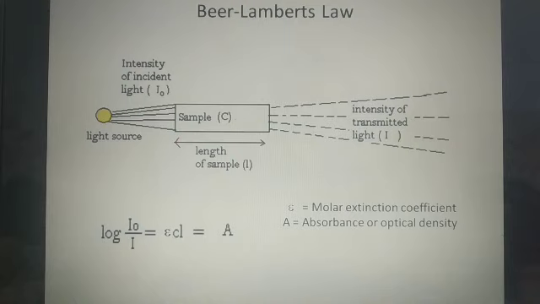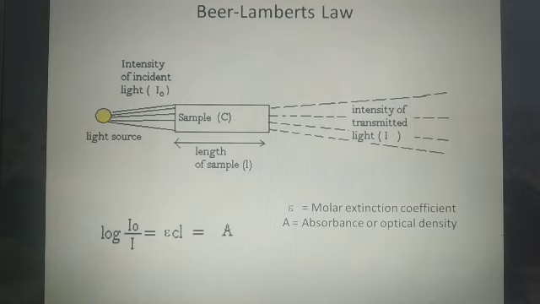And Lambert says that it is found to be proportional to the path length through which the light crosses. Path length means how thick the sample is, whether the light passes through a thin film of the solution or through a thick film of the solution. So that is the sample length.